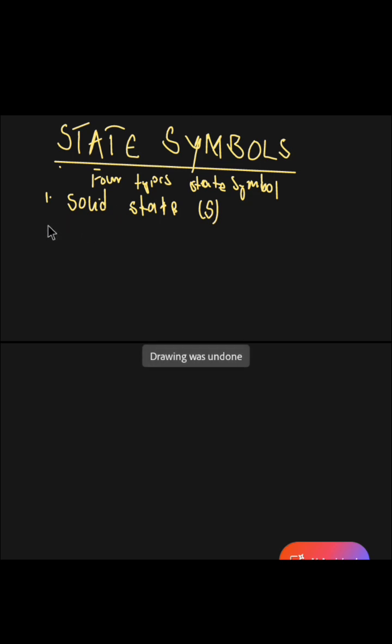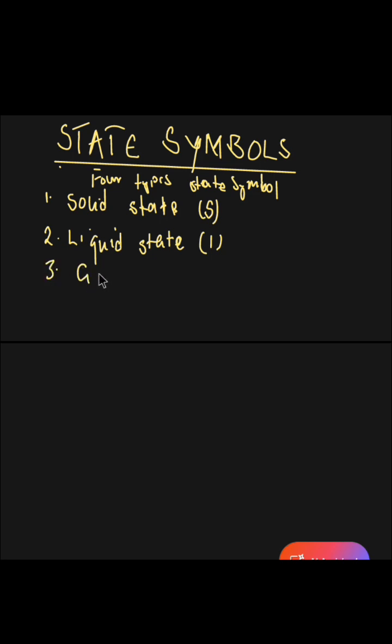Okay, the symbol S. And then the second one is liquid state. Liquid state. So things to do with fluids. Molten state are denoted by L, small letter L.